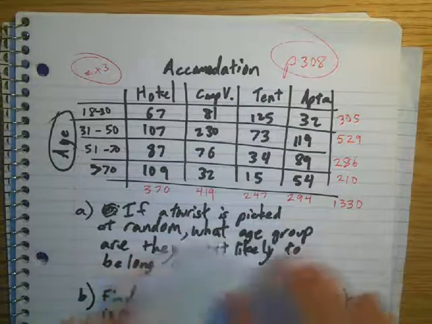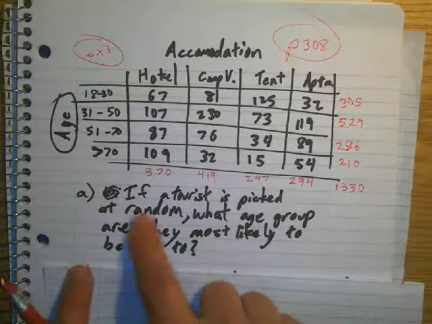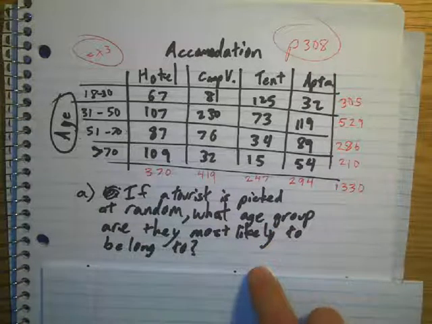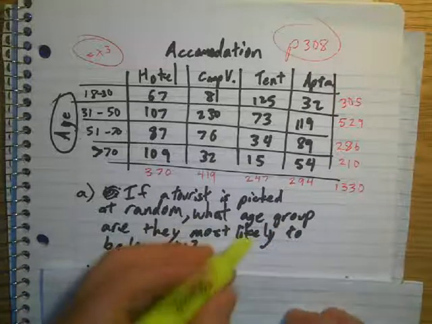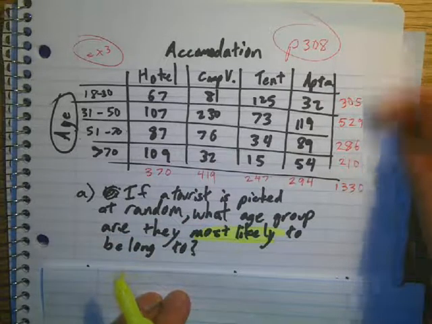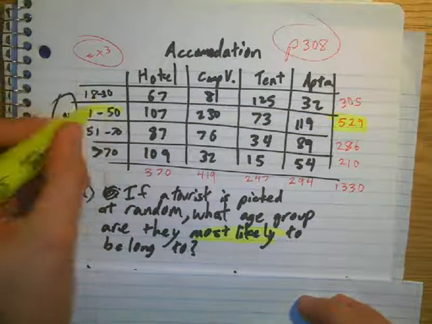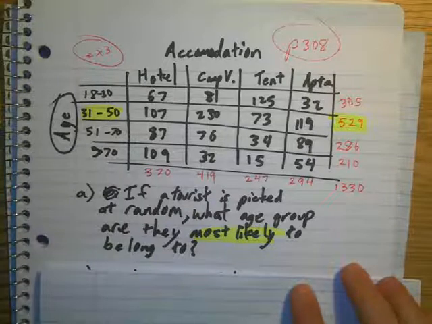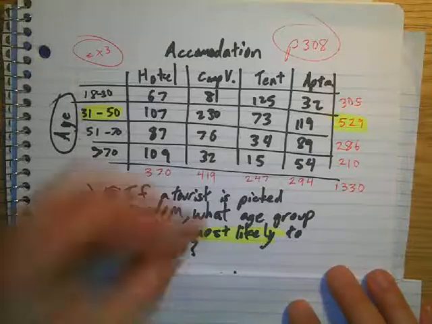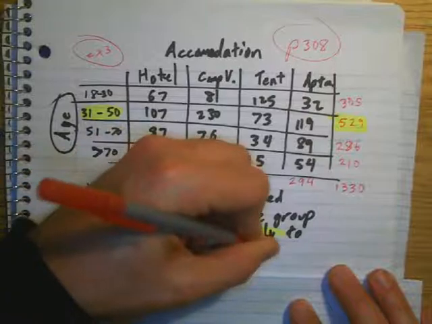Okay, so the first question in the example on page 308 says, if a tourist is picked at random, what age group are they most likely from? Okay, well, the most likely group is going to be the one with the biggest number here, right? Looks like this is the biggest number, so the most likely age group is 31 to 50.